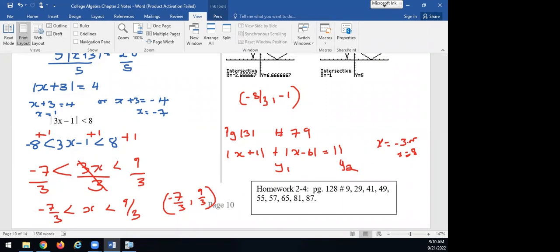Where are you guys going, packing up? We still have 5 more minutes. So we're moving on to 2.5. Let's at least introduce 2.5 before we go.